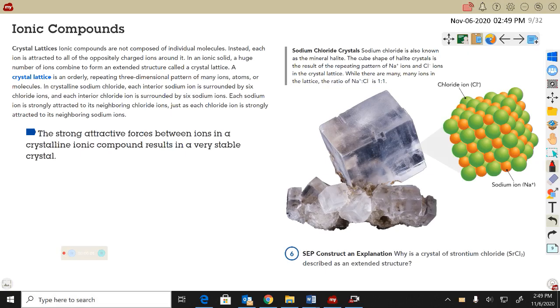So we know now that ionic compounds form from a transfer of electrons, and that transfer of electrons creates charged ions. There's always a positive ion and a negative ion. Sometimes there might be more than one positive or more than one negative. But now when you think about how that affects the final product, the final structure of the substance, we think about the strong attraction that's created between these oppositely charged ions.